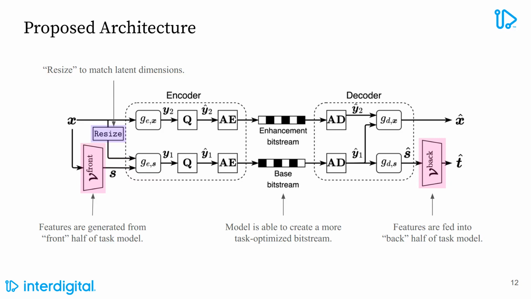Our proposed architecture is shown here. In our approach, the front half of the machine task vision model is directly integrated into the compression model in order to generate the features s. This helps the model create a bit stream that is more optimized for the machine vision task. We also resize the input x before concatenating it with s in order to feed it into a transform that generates the base latent y1. This provides the transform with a more informative set of features with which to generate an easily compressible base latent y1. On the decoder side, the reconstructed features s hat are fed into the back half of the machine vision task model in order to generate the predicted labels t hat.